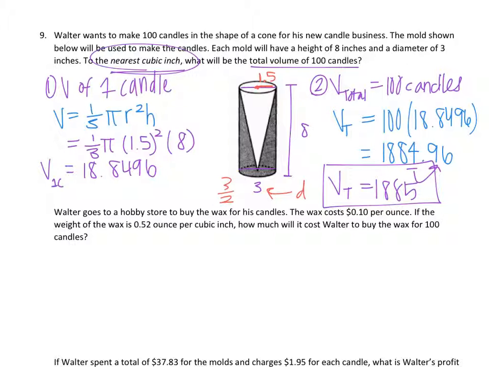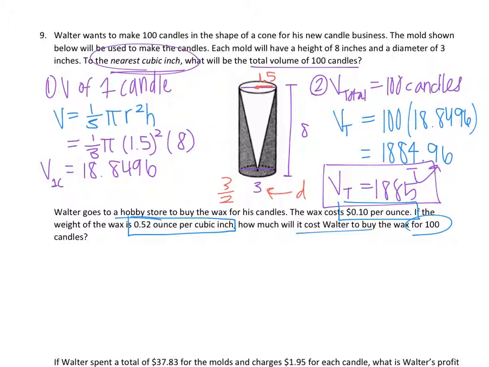Walter goes to a hobby store, something like Michael's or Joann Fabrics, to buy the wax for his candles. The wax costs 10 cents per ounce. And if the wax weighs 0.52 ounces per cubic inch, how much will it cost him to buy the wax for 100 candles?